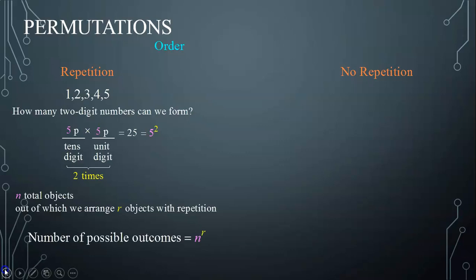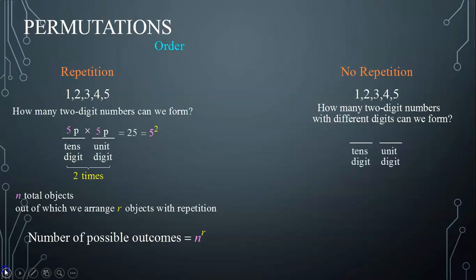But what if we are arranging without repetition? Considering the same set of digits from 1 to 5. Now how many two-digit numbers with different digits can be formed? Here, order still matters, but we cannot have repeated digits. Numbers like 11 and 22 are excluded from the outcomes I'm looking for.